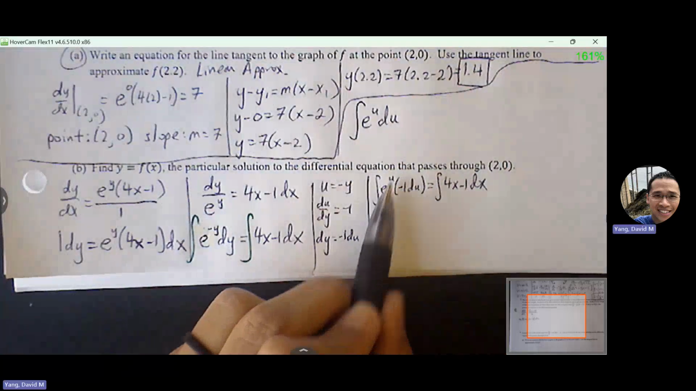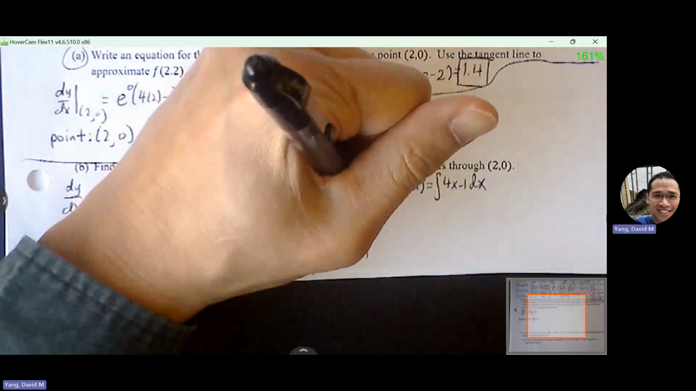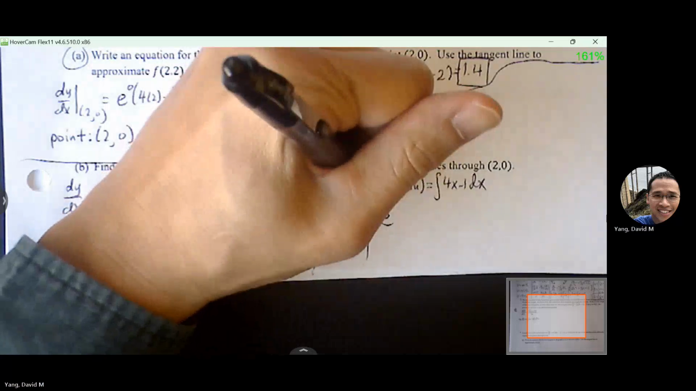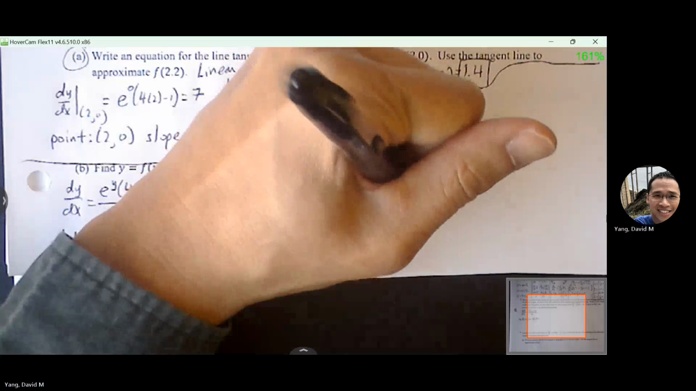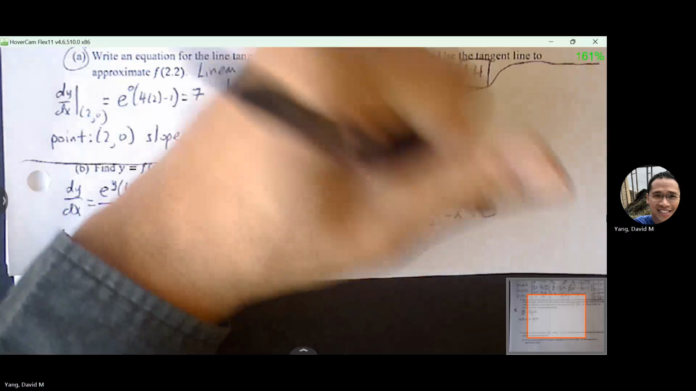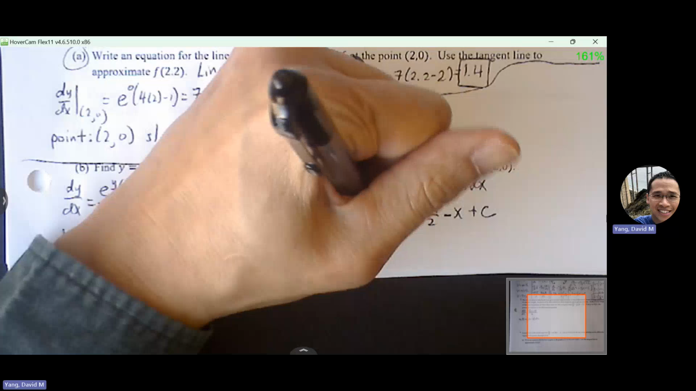Okay, so e to the u just becomes e to the u. There's going to be a negative 1 that's going to stay. And then power rule on the right side. I'll multiply the negative through.